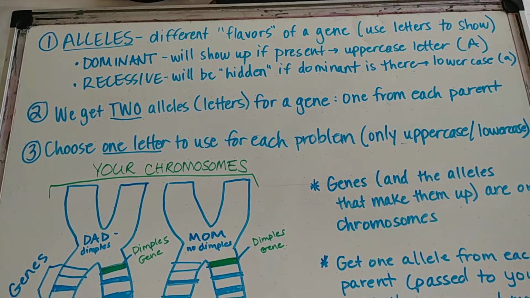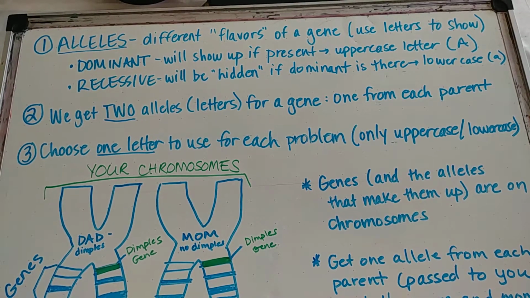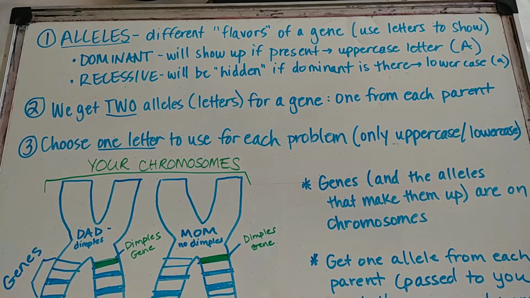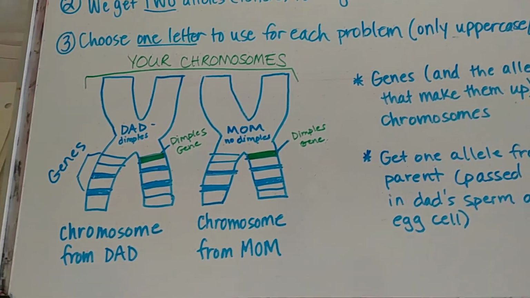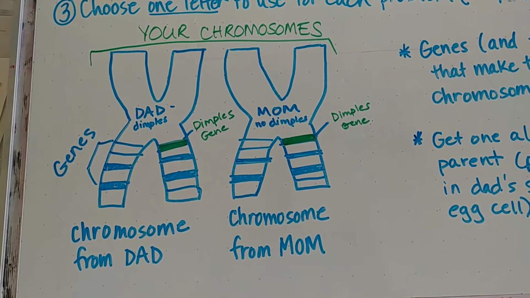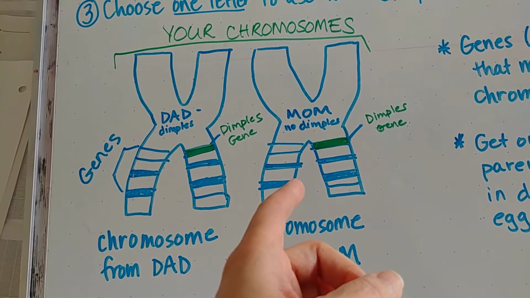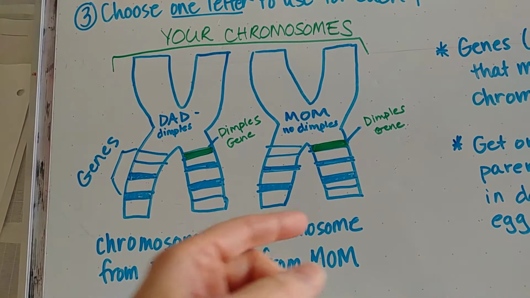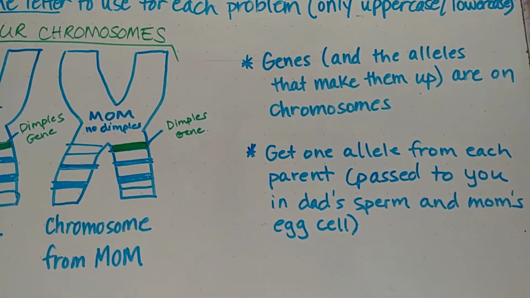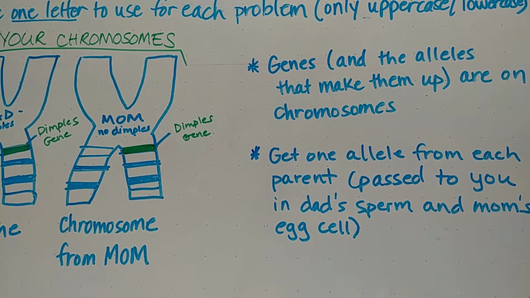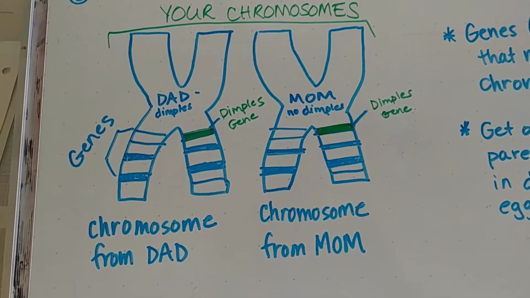We also learned that we get two alleles for each gene. So we have two letters when we talk about a particular gene. This is all about Mendel's genetics, right? We get one allele from each parent. So if we look over here, here's an example of how this works. Remember, you get half of your genetic information from your dad, and half from your mom, right? If we were to zoom in on the chromosomes that you get from each parent, we would see that genes and the alleles that make them up are located on chromosomes. And remember, we said we get one allele from each parent, so here's how it works.